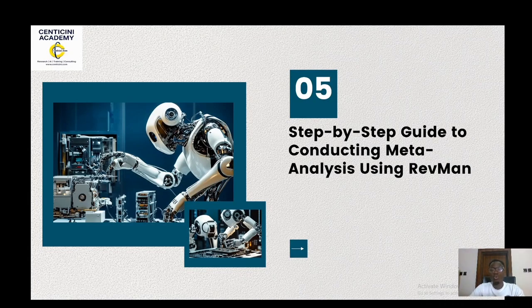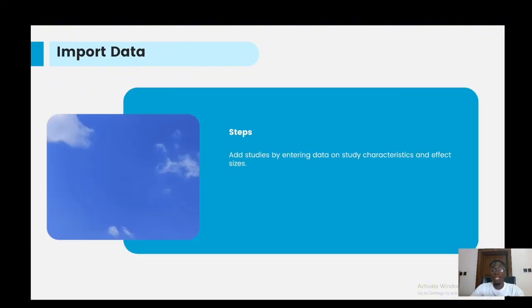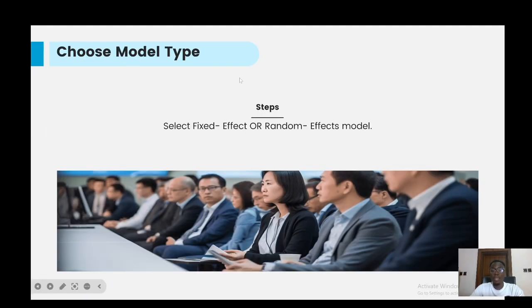Now we're going to go straight into a step-by-step guide to conducting a meta-analysis. First of all, open the RevMan project, create a new file, enter project details, and then add studies by entering data on study characteristics and effect sizes. Then we select whether we're going to use the fixed or random effects model.